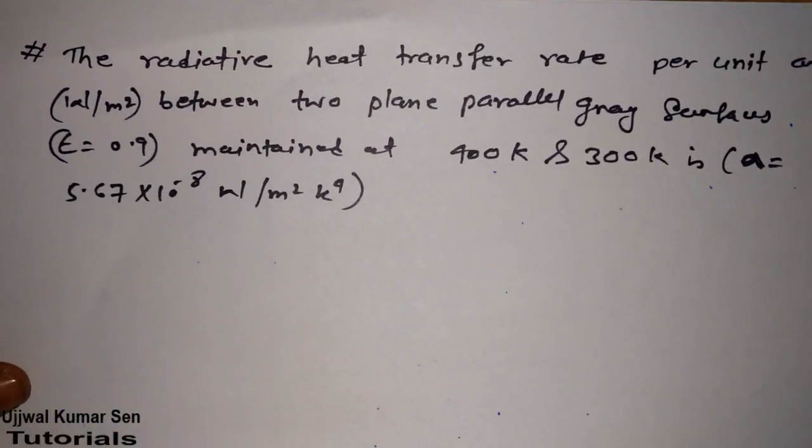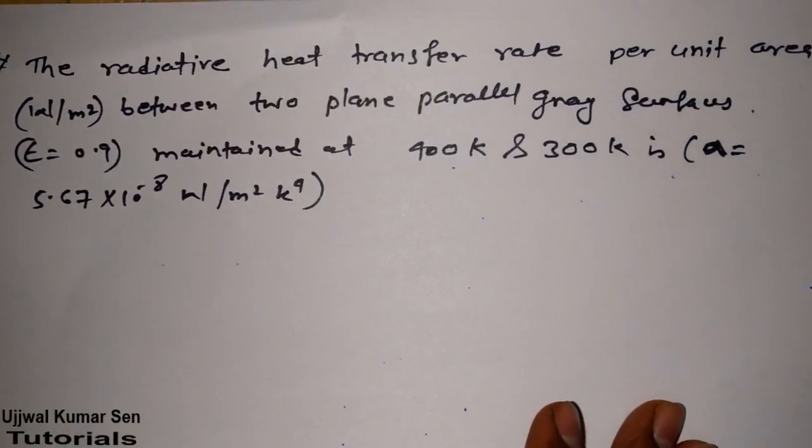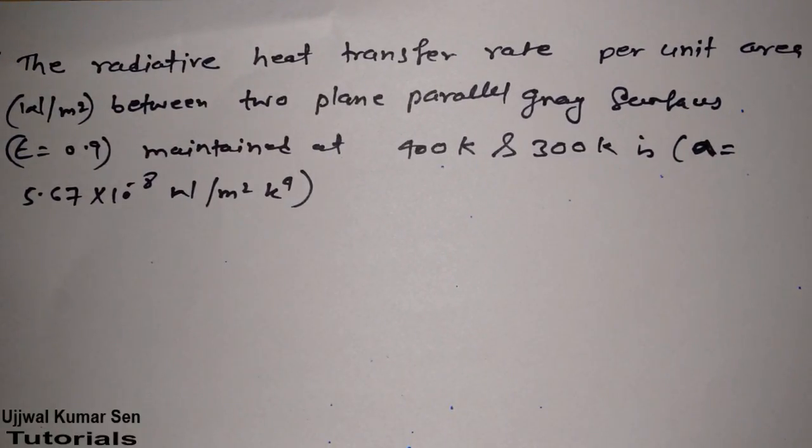Now the question is in front of you. I hope right now you can see the question, right? If you are preparing for GATE, then you have probably gone through this question. So in this question, what is given, let me read first. The radiative heat transfer rate per unit area between two plane parallel gray surfaces.